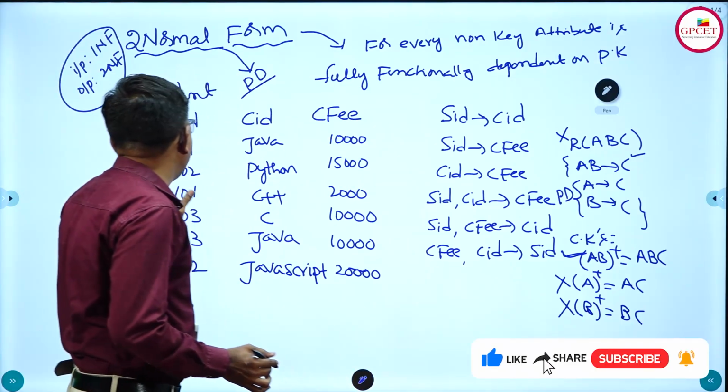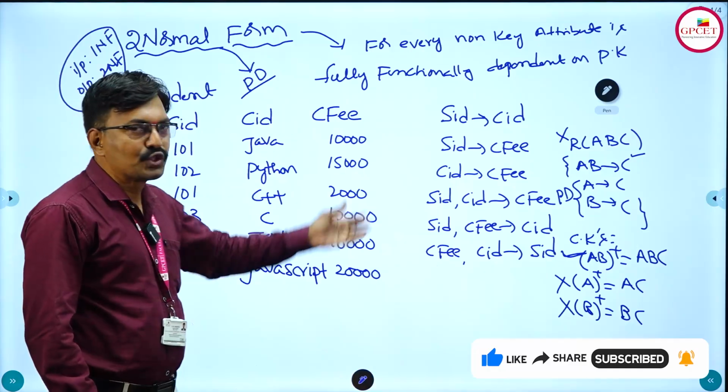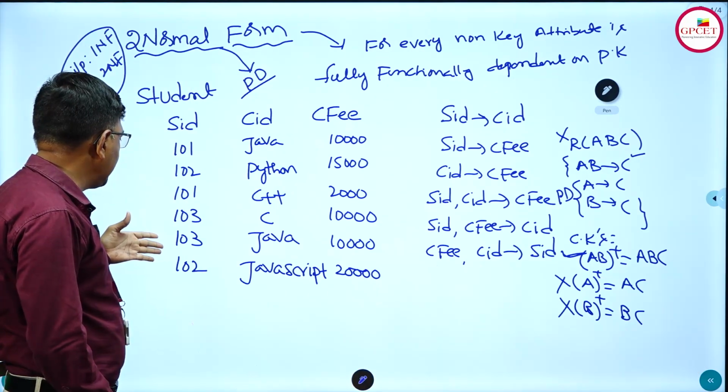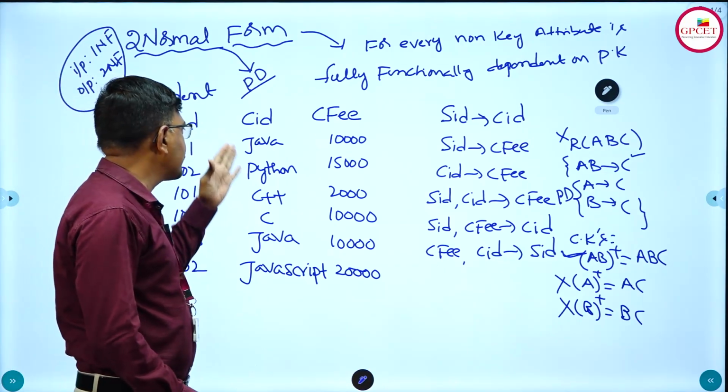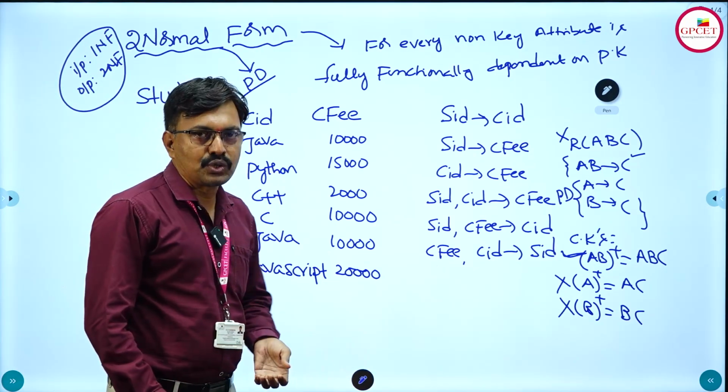Observe here, second example, the student table. The student table has student ID, course ID, and course fee. The student IDs are 101, 102, 101, 103, 103, 102. The course IDs are Java, Python, C++, C, Java, JavaScript, along with the course fee.